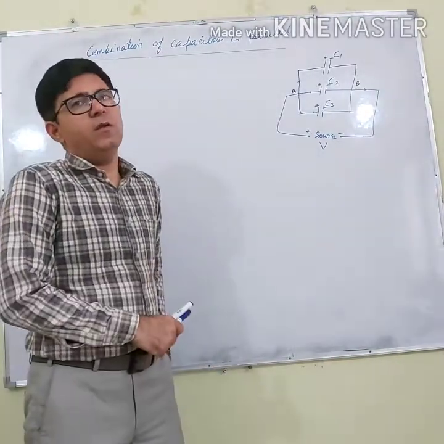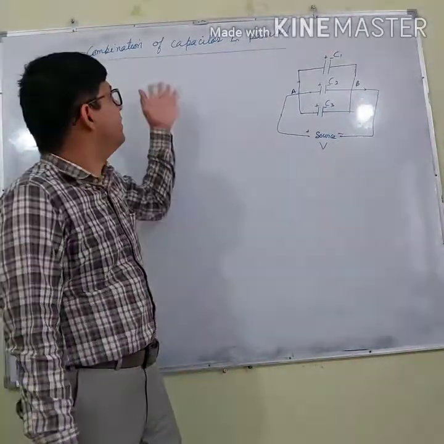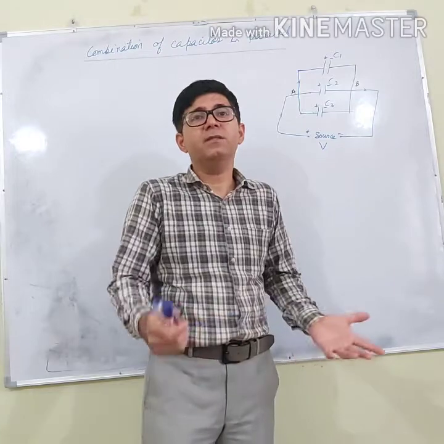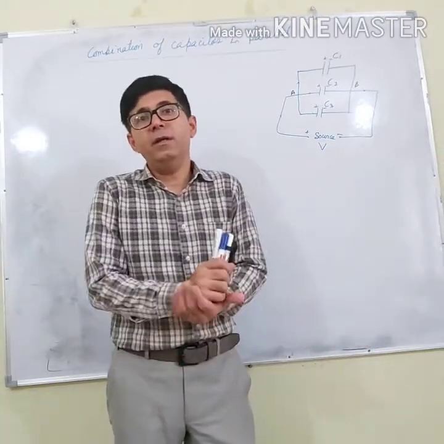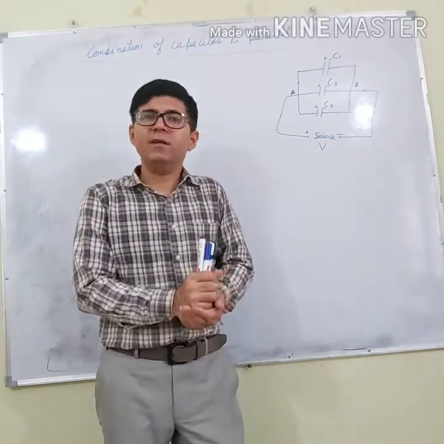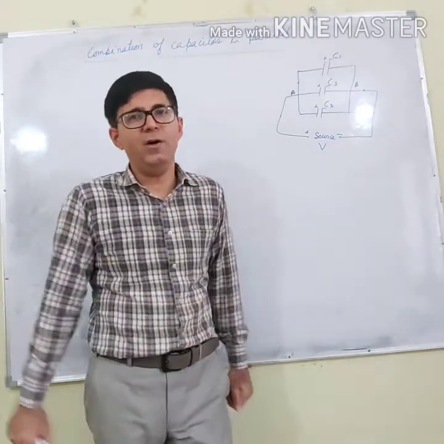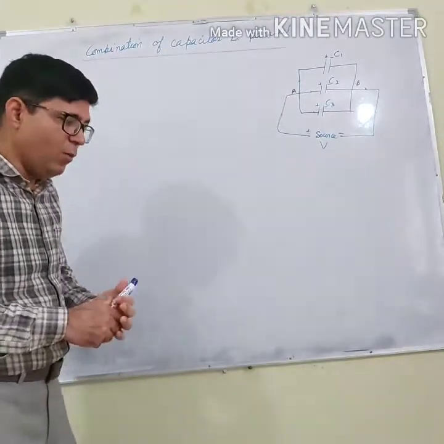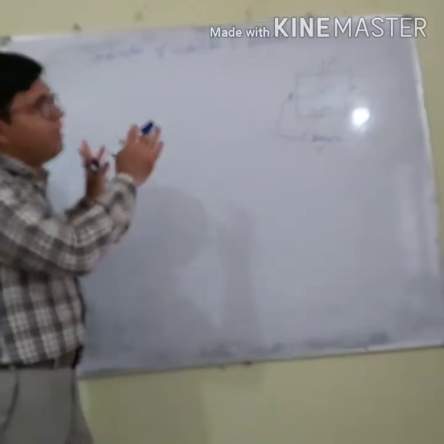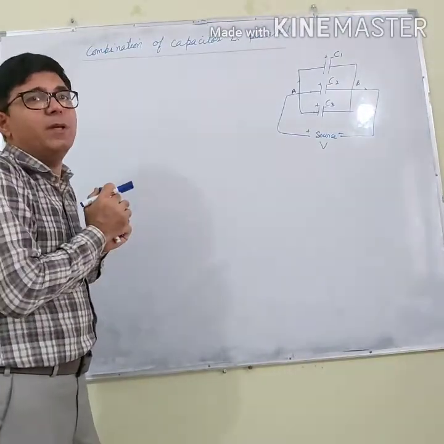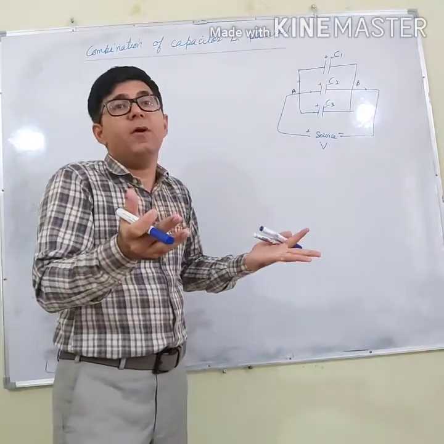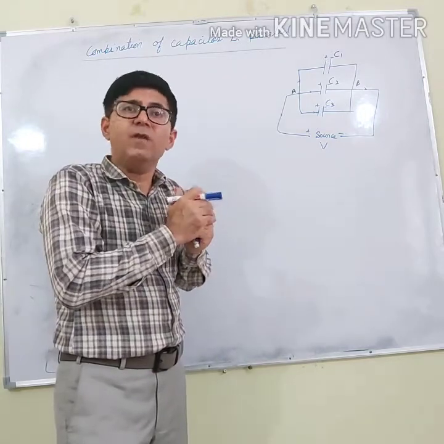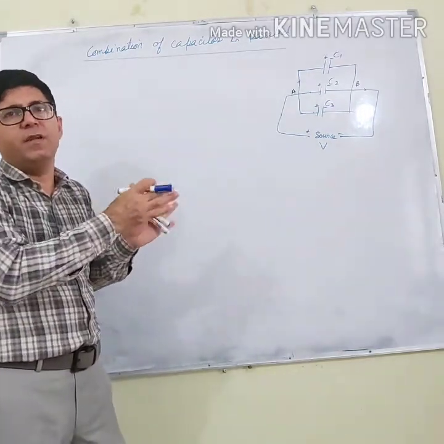So after discussing the concept of capacitors, today we will discuss the combination of capacitors. Capacitors could be arranged in the parallel combination or in series combination. So we will discuss these combinations one by one. First of all, we will discuss combination of capacitors in parallel combination. If capacitors are arranged in parallel combination, what will be their capacity? If capacitors are arranged in series, what will be their capacities? These concepts we will discuss today.